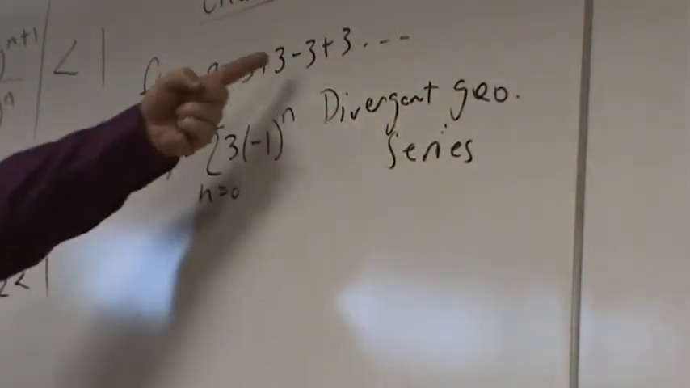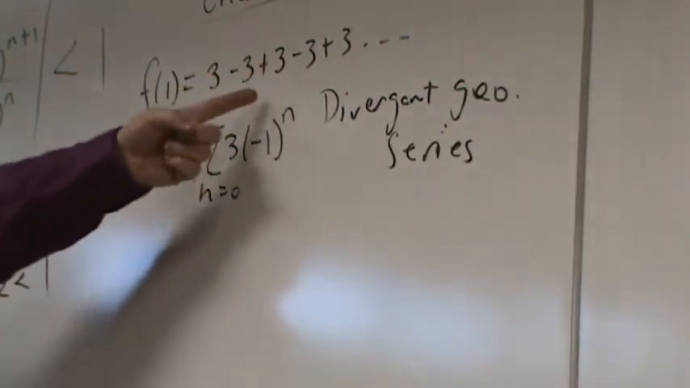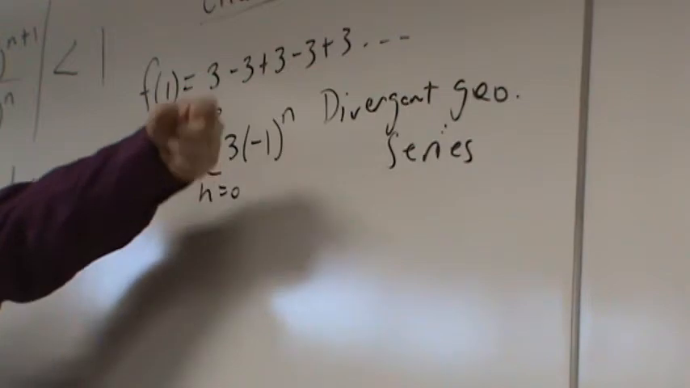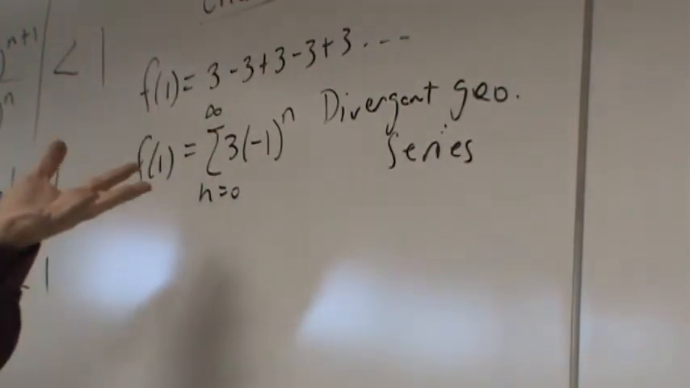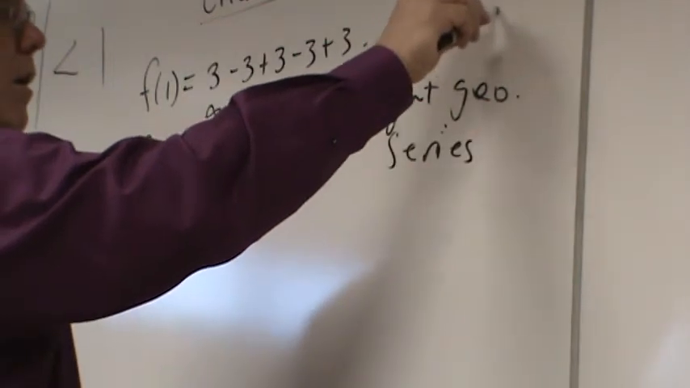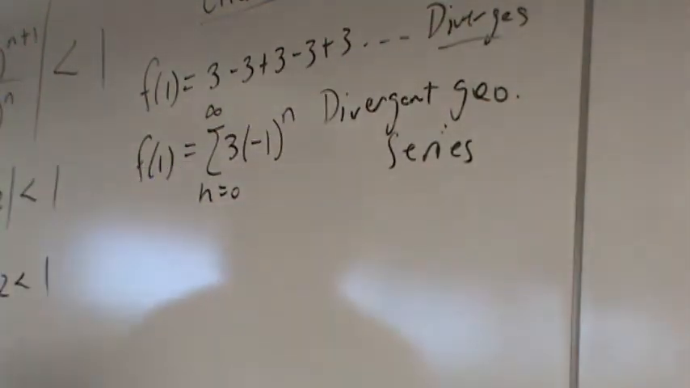Or if you do it this way, then you can just observe, oh, look at that. It doesn't equal anything in particular. 3 minus 3 plus 3 minus 3 plus 3 doesn't have any particular answer. So it diverges. Which means I don't get to have that endpoint.